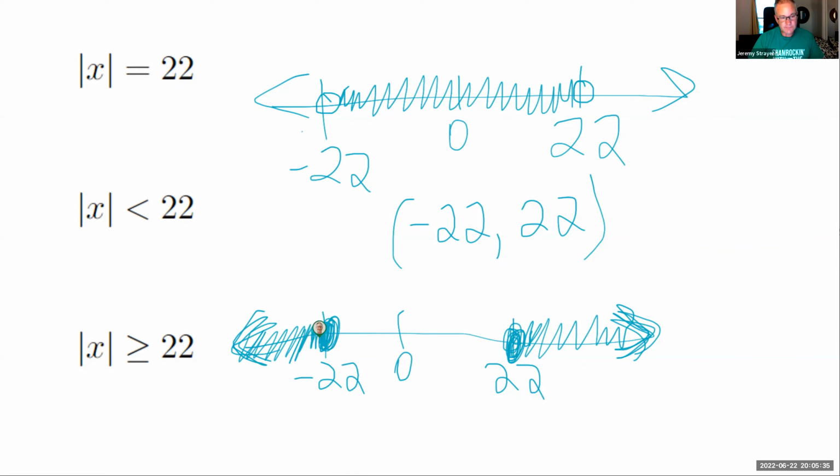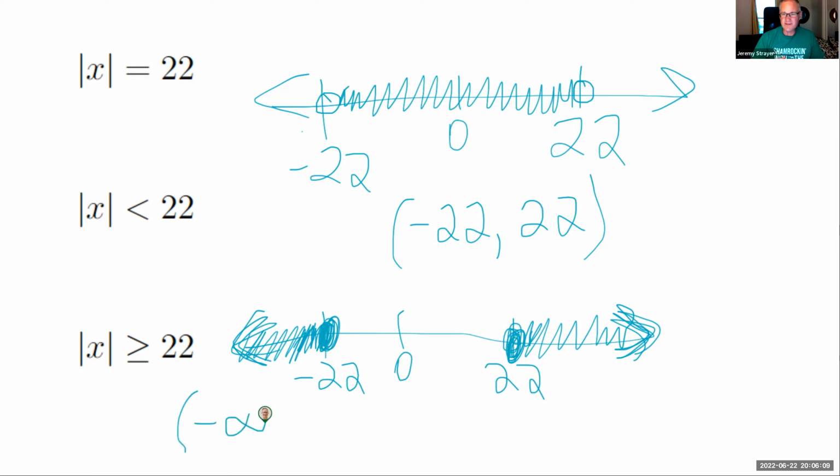negative 22. So if we're going to use interval notation here, we realize, oh, okay, we're going from the smallest it could be to the left, which is negative infinity, all the way up to negative 22, including negative 22. And on the right, the smallest it could be is a positive 22, and then it can go all the way to infinity.